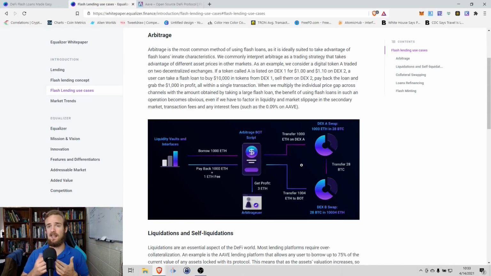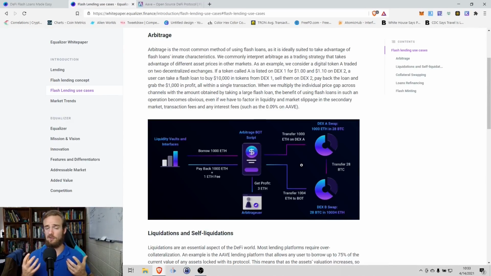It's guaranteed that you will take out a loan and it will be repaid within the same transaction block. Now, if anything goes wrong, the loan automatically defaults. It becomes null and void so that no funds are lost. So because of this, you can take out a huge amount of Flash loan money that doesn't depend on your credit risk as long as it's able to be repaid within the same block.